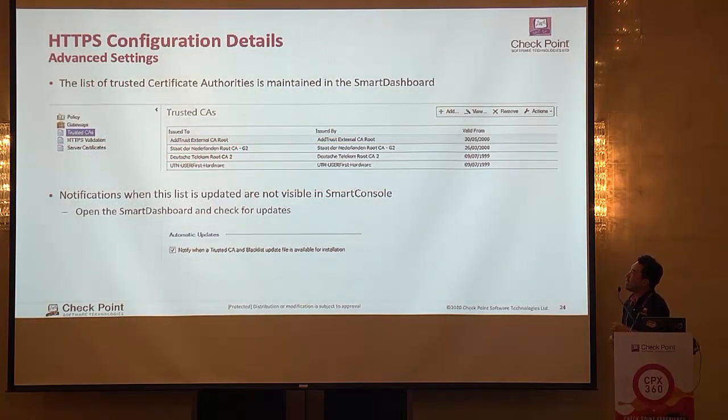This is the list of trusted certificate authorities in our gateway, so when you log into SmartDashboard, you can see the list. At this moment, this list is updated automatically through our cloud, but we don't provide notifications when it gets updated. So if you want to see the update, you need to log into the console and go to this page, and you will see that there is an update about the list of CA authorities. In a future release, we're going to provide a way to notify the administrator when there is an update.